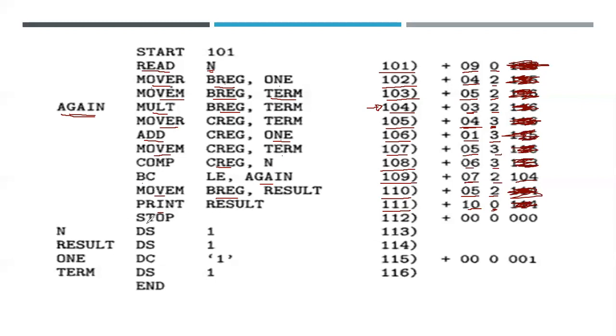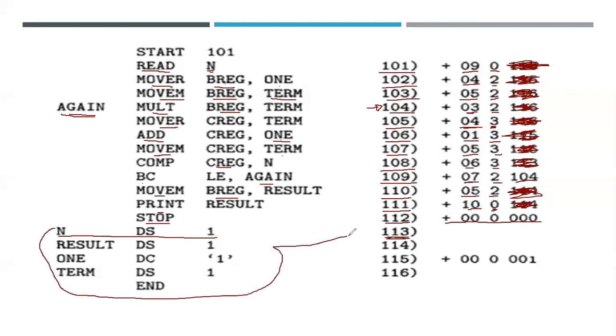Next is stop. At instruction 112, stop means all 0. Keep in mind. After that, next address is 113. Now, which symbol is encountered first here? First we encountered N. So N DS 1 is a declaration statement. N with DS 1 means declare storage of 1 for N. So 113 is nothing but address of N.